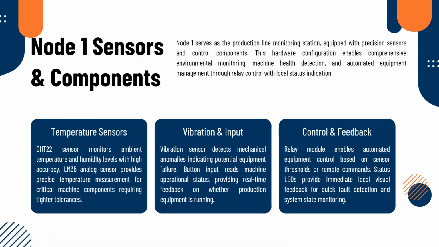Now, Node 1 sensors and components are here. Node 1 uses multiple sensors for monitoring. The DHT22 sensor measures temperature and humidity. The LM35 sensor provides more accurate temperature readings. The vibration sensor detects machine condition and helps identify faults. A button is used to represent machine status. A relay controls external devices and LEDs indicate system status locally.